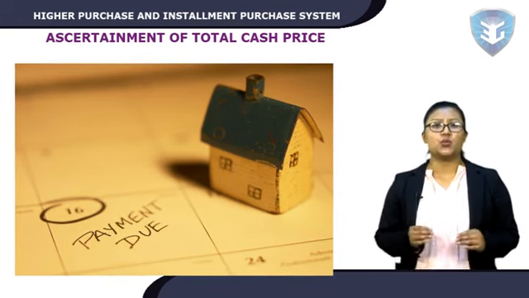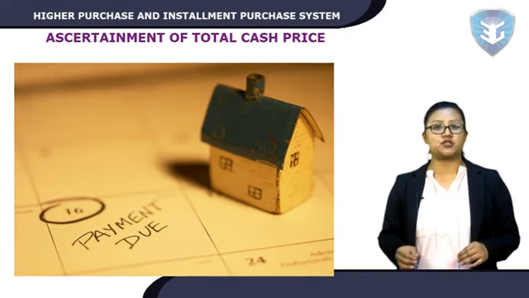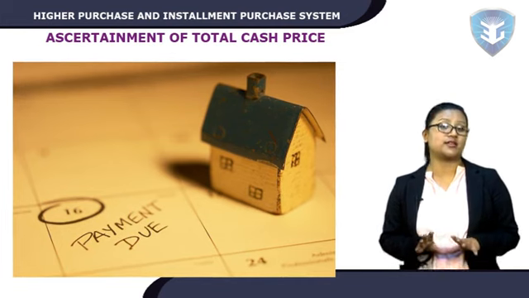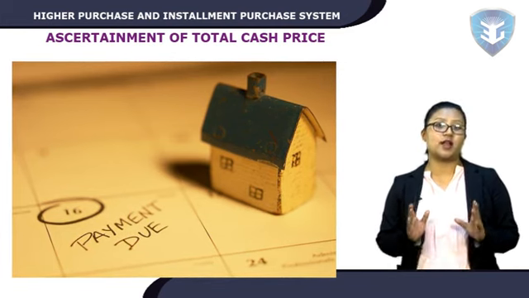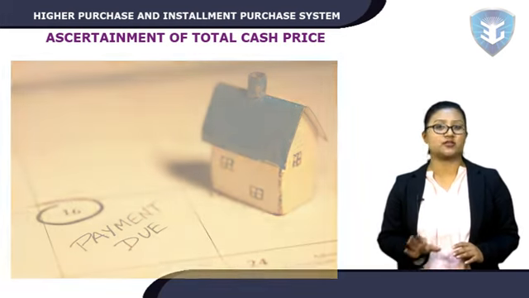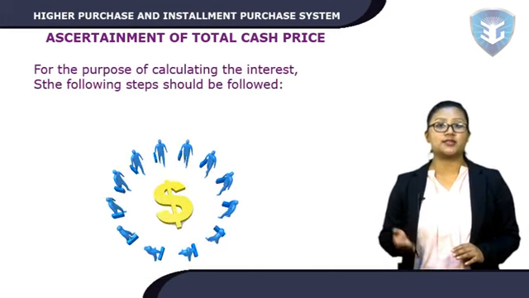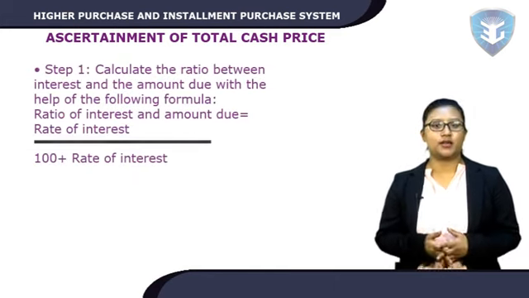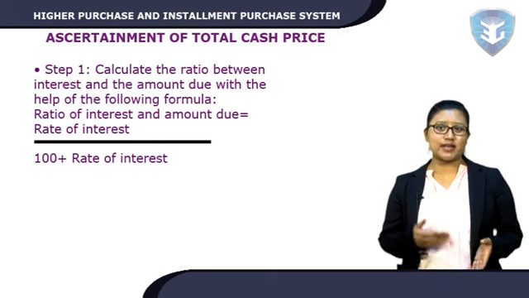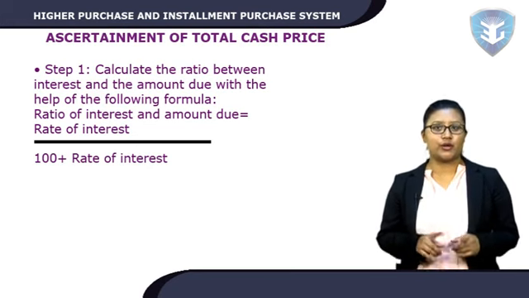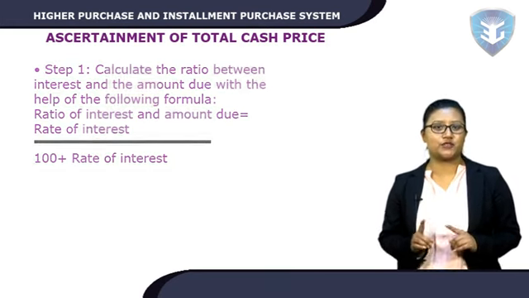We know that interest is to be calculated on the outstanding balance of cash price. In this case, we will have to calculate the interest with the help of the total amount due on hire purchase price, since the cash price is not known. For the purpose of calculating the interest, the following steps should be followed. Step 1. Calculate the ratio between interest and the amount due with the help of the following formula. Ratio of interest and amount due equals rate of interest over 100 plus rate of interest.